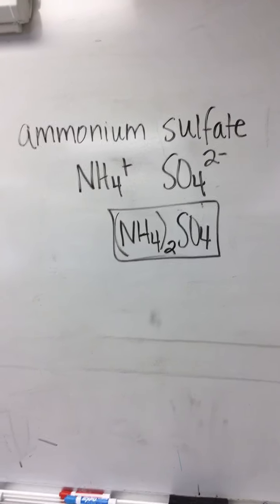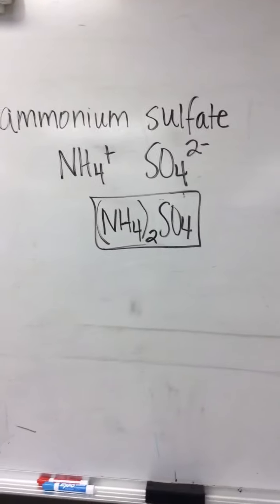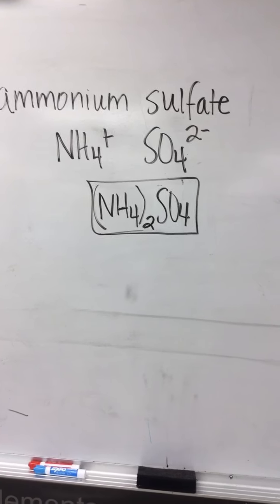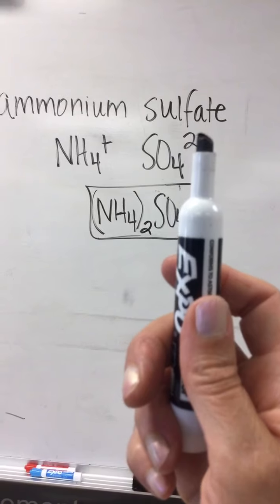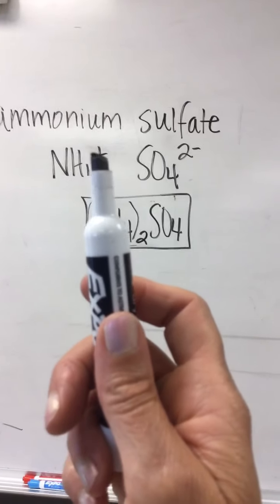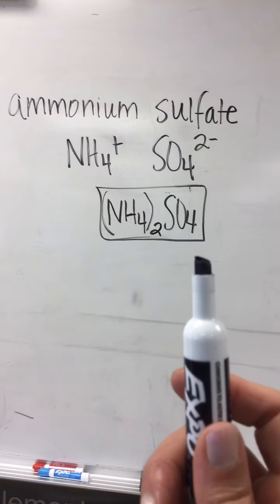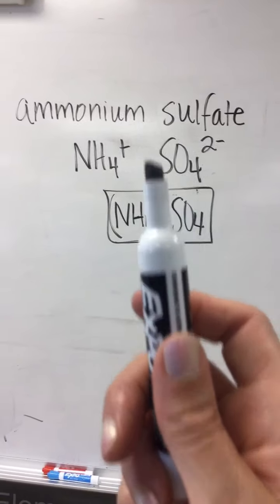Okay, I have crisscrossed the 2. Let me get my marker on the screen. The 2 came from the sulfate up there, crisscrossed. The 1 from the ammonium follows the sulfate. We have to keep this whole sulfate group together, the SO4 group, okay?